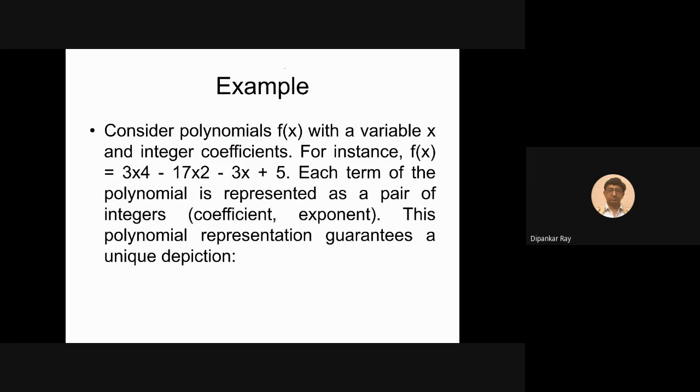Now I have to say one thing. See, this is a polynomial: 3x to the power 4 minus 7x to the power 3 plus 17x to the power 2 minus 3x plus 5. This is a function. Okay.